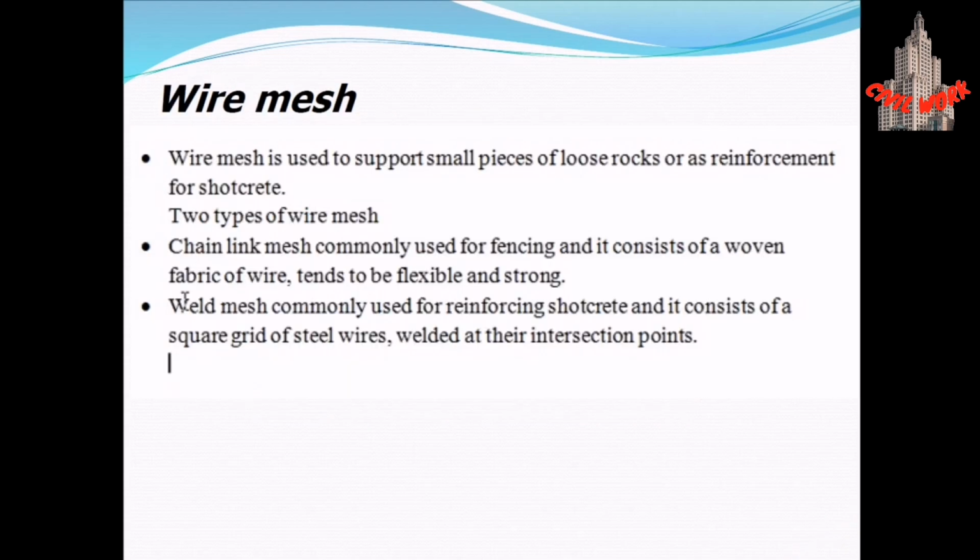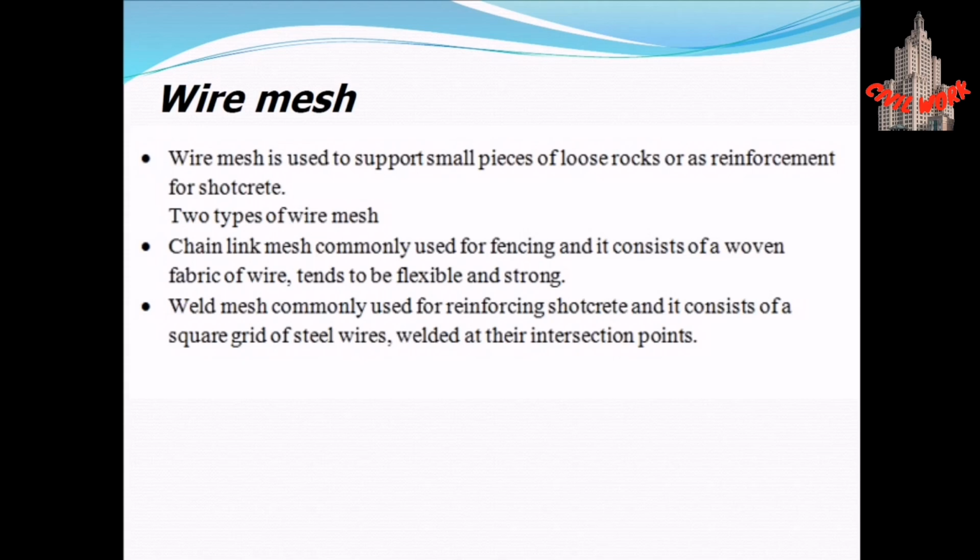Moving further, we have the wire mesh. Wire mesh is used to support small pieces of loose rock or as reinforcement for concrete. Two types of wire mesh are there. Chain link mesh, commonly used for fencing, consists of a woven fabric of wire and tends to be flexible and strong. The second type of wire mesh is the weld mesh, which is commonly used for reinforcing shotcrete, and it consists of a square grill of steel wires welded at their intersection points.